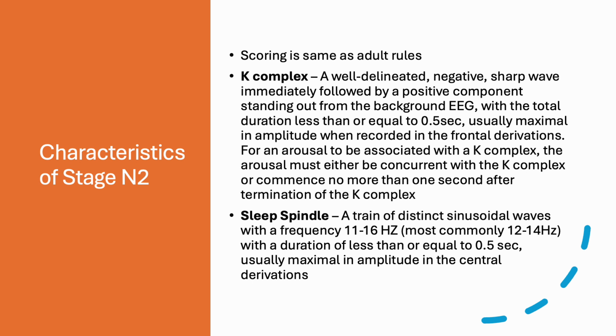Sleep spindles are trains of distinct sinusoidal up and down waves with a frequency of 11 to 16 Hz, most commonly 12 to 14. They have a duration of less than or equal to 0.5 seconds. Usually we see them in the central derivations, or the Cs.